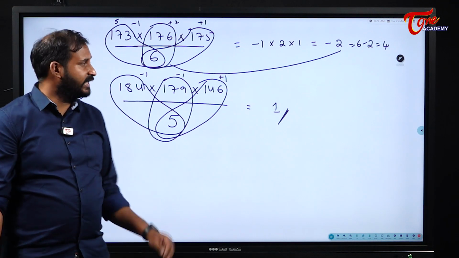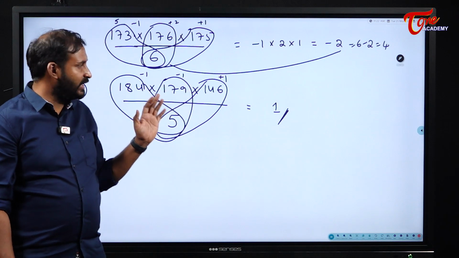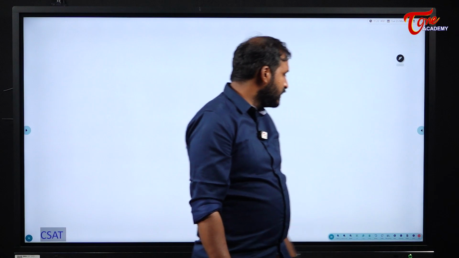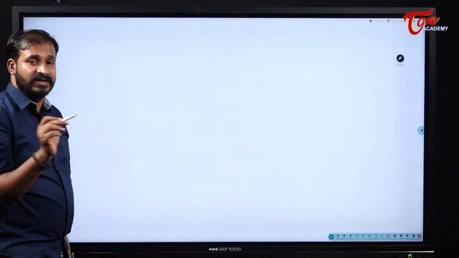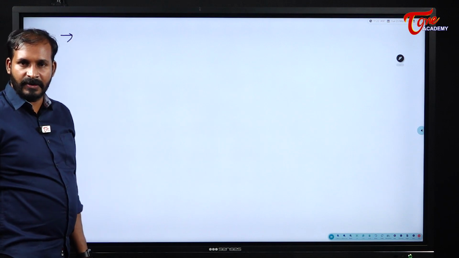Understood, students? Like this, we can find the remainders by taking the help of individual remainders. Okay, well and good. Now, where these negative remainders are helpful for us means the questions of this type. See here, students, especially questions based on powers. What will happen in the case of questions based on powers?